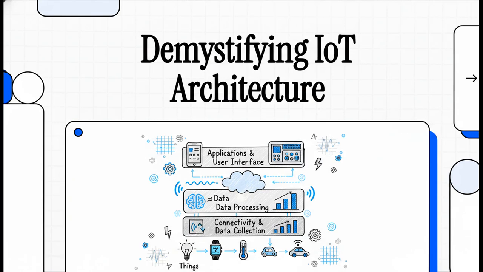We're surrounded by smart devices, right? Your watch, your thermostat, maybe even your coffee maker. But have you ever really stopped to think about how they all connect and, well, work together? Today, we're going to pull back the curtain and demystify the blueprint that makes it all possible: IoT architecture.